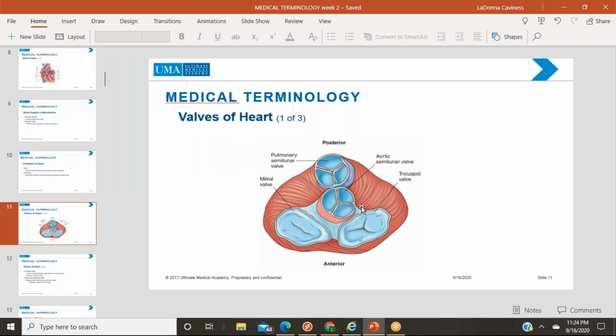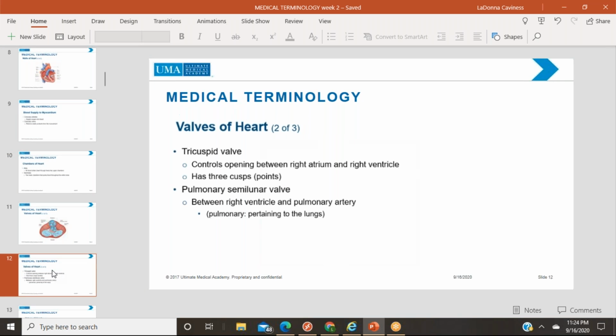Valves of the heart, and we're going to discuss that coming up. So let's start with the tricuspid valve. It controls the opening between the right atrium and the right ventricle. It has three cusp points. The pulmonary semilunar valve is between the right ventricle and the pulmonary artery. Pulmonary is pertaining to the lungs.